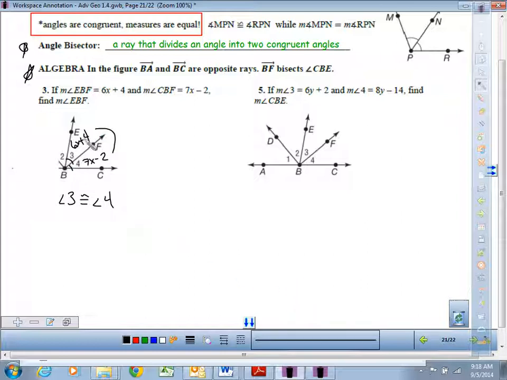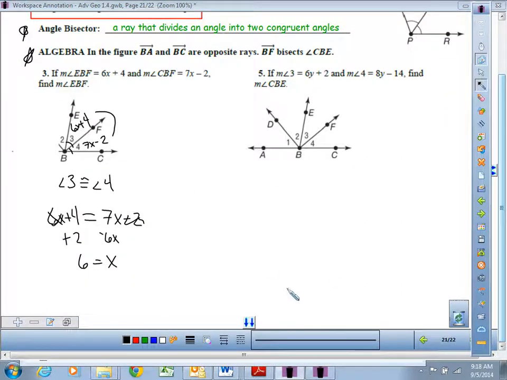Now, angle 3 has a measure of 6x plus 4. So instead of having angle 3 here, I'm going to go ahead and write the measure, 6x plus 4. The measures are equal. Angle 4 had a measure of 7x minus 2. So what we can say is that since those angles were congruent, those measures are just equal because they're cut into two equal parts, because it's bisected. So now what we've got to do is solve this. Let's do some quick algebra. Minus 6x, add 2, 6 equals x. I'm going to use the symmetric property of equality to flip that. x equals 6. Okay, so we found the value of x for that drawing.